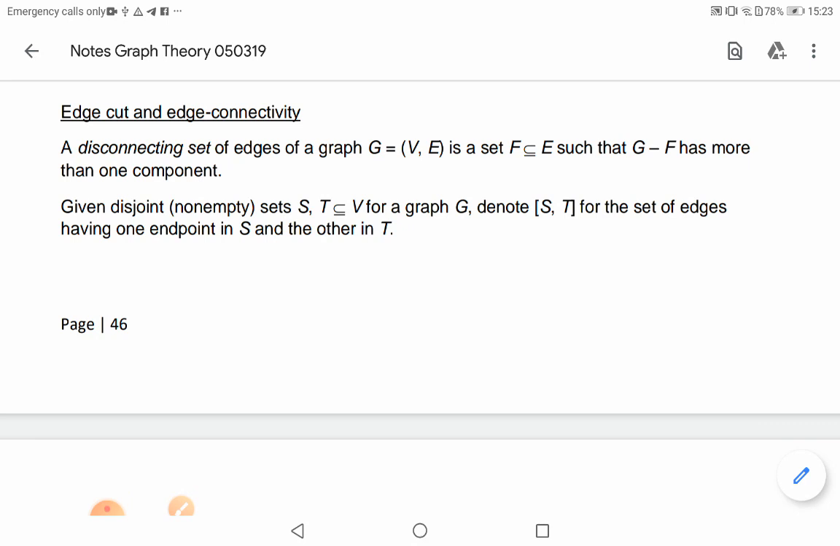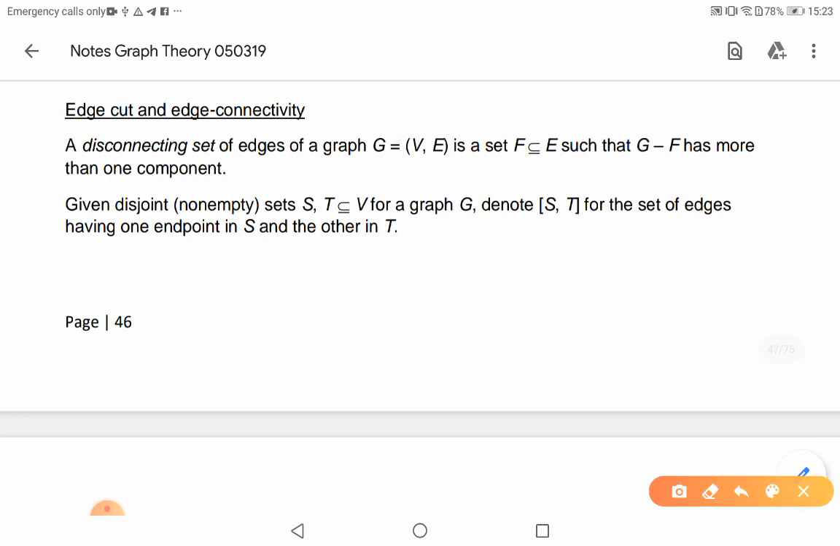Today our topic is about edge cut and edge connectivity. Before this, we have seen the vertex cut and vertex connectivity. So, a disconnecting set of edges of a graph G is a set of edges F, a subset of E, such that G minus F has more than one component.